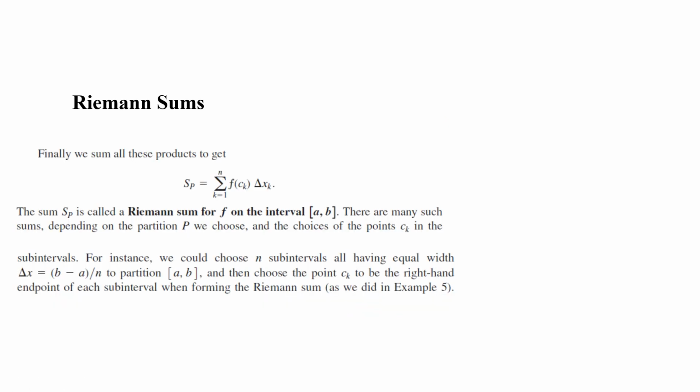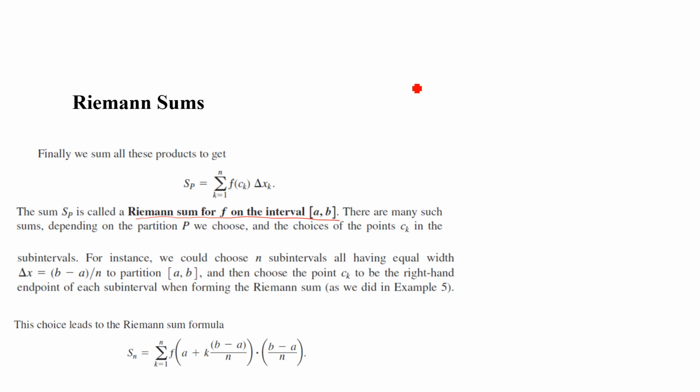Finally we sum all these products to get an approximation for the area, which is SP. The sum SP is called the Riemann sum for f on the interval [a, b]. There are many such sums depending on the partition P we choose and the choices of the points ck in the subintervals. For instance, we could choose n subintervals all having equal widths, so the width will be b minus a over n, and then choose the point ck to be the right hand endpoint of each subinterval when forming the Riemann sum, as we did in example 5.